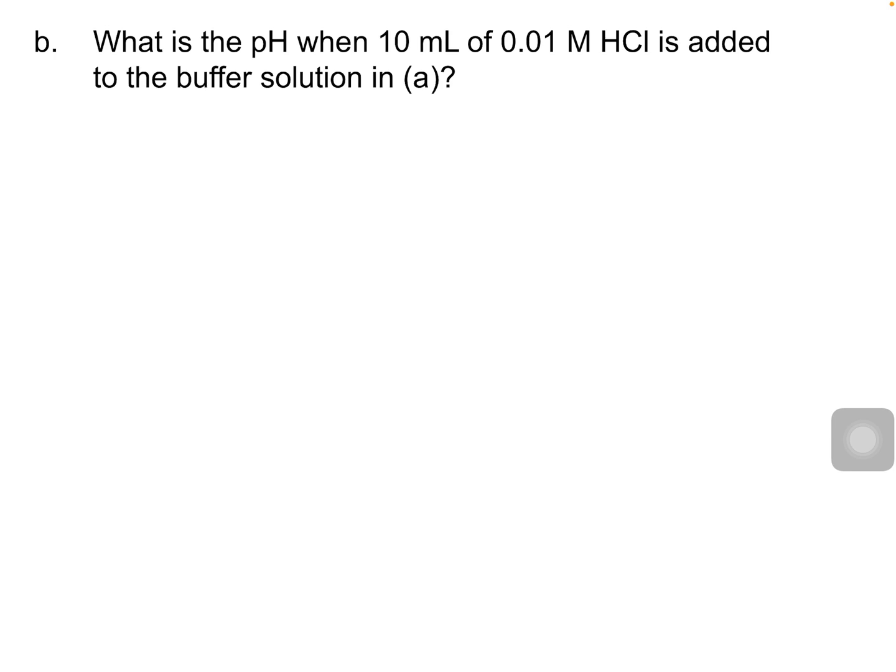Next question. What is the pH when 10 ml of 0.01 HCl is added to the buffer solution in A? Alright, so sekarang ni kita tambah small amount of strong acid. Kalau you refer back kepada dia punya teori, so when we add acid into the buffer solution, siapa yang akan main peranan ialah dia punya conjugate base. Okay kan, kita tambah acid, yang akan react ialah base lah. Conjugate base dia kat sini is CH3COO minus.